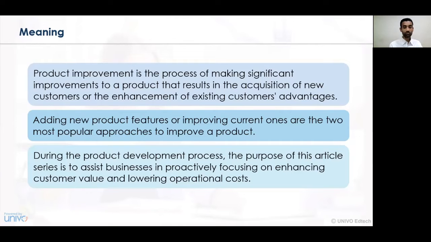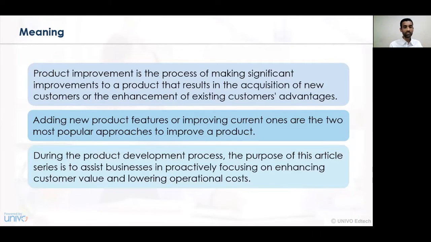Adding new product features or improving the current ones are the two most popular approaches to improve a product. So wherein a particular product is already existing in a market, and when we add additional features to a certain product, or when we improvise the current ones, such activities that have been implemented in the business organizations related to a product or to a service are called product improvements.